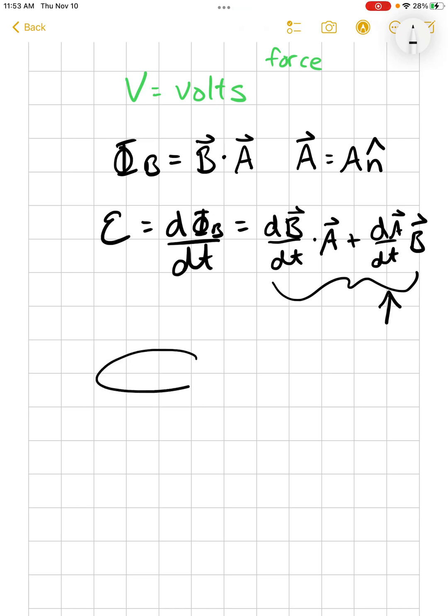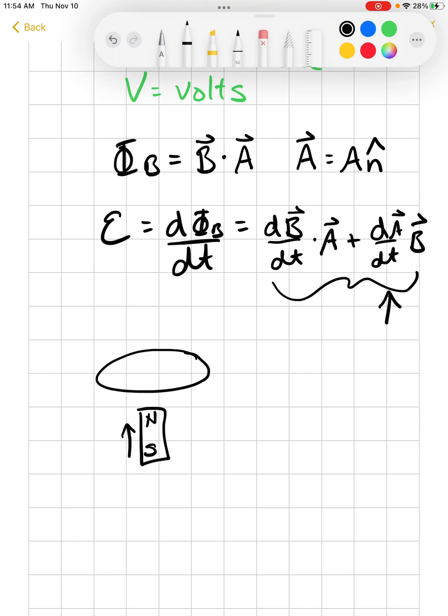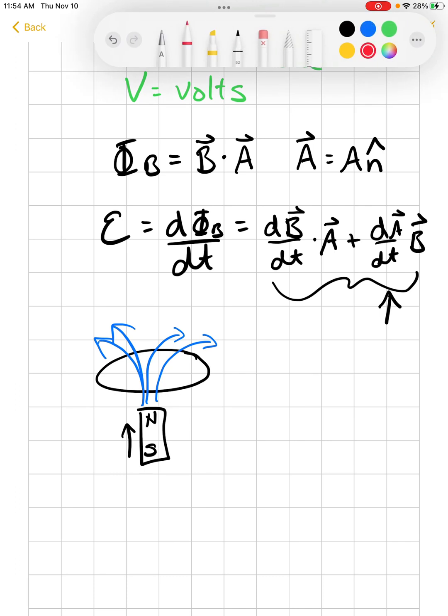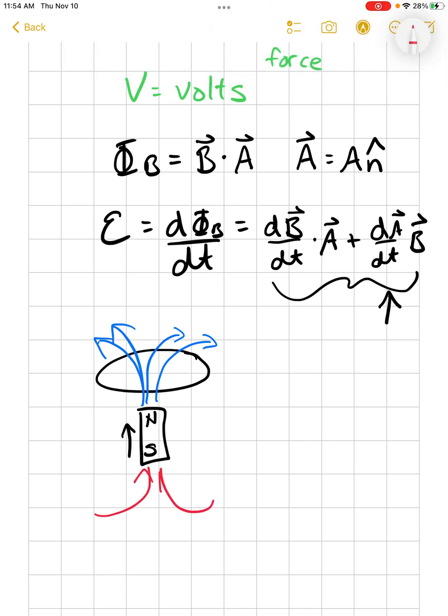Let's start by imagining we have a metal loop, okay? And we have a magnet. The north end is here, the south end is here. And this magnet is moving upward towards this loop, right? Well, if we want to think about how our magnetic field works, the magnetic field is coming this way out of our magnet, and then it's going to be coming back into the South Pole, right?